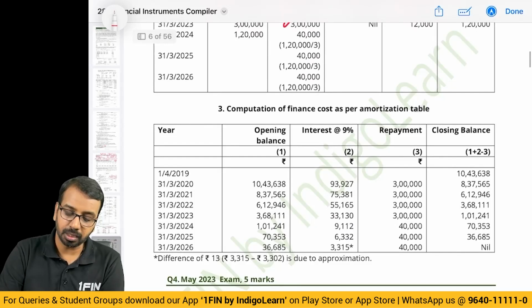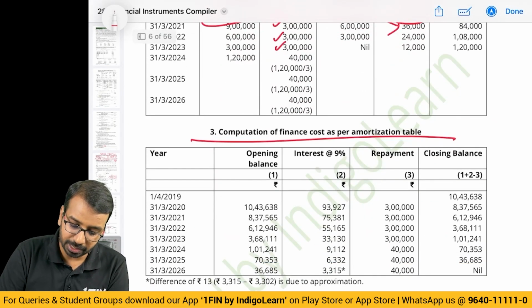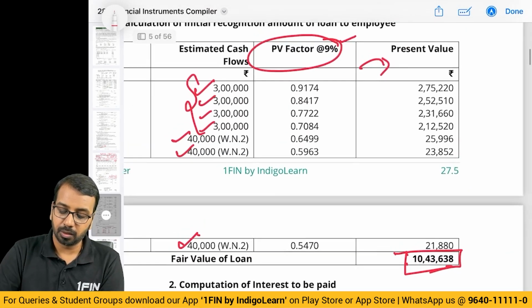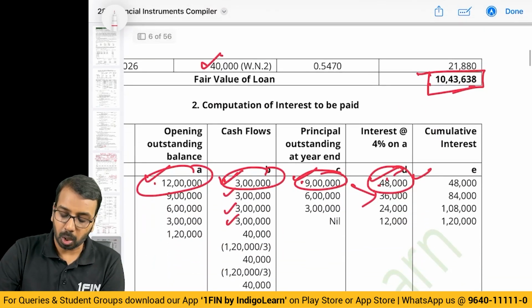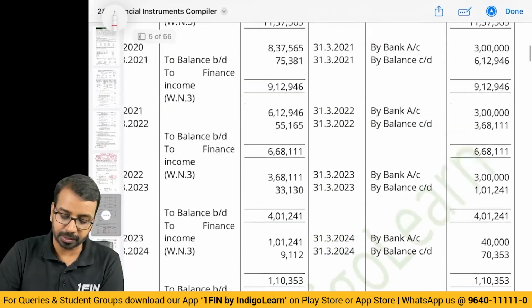Now, as far as the interest schedule is concerned, you will consider the opening balance of the loan, 1,043,638. That is nothing but the fair value of this loan. On this, you will charge interest at the market rate. What is the market rate of interest?